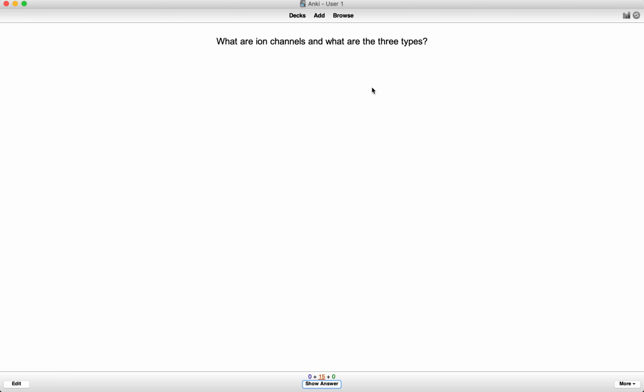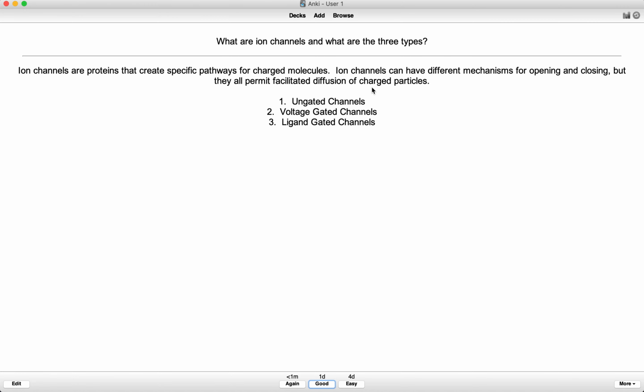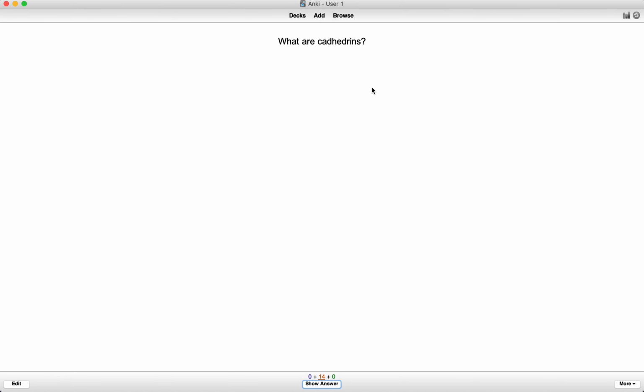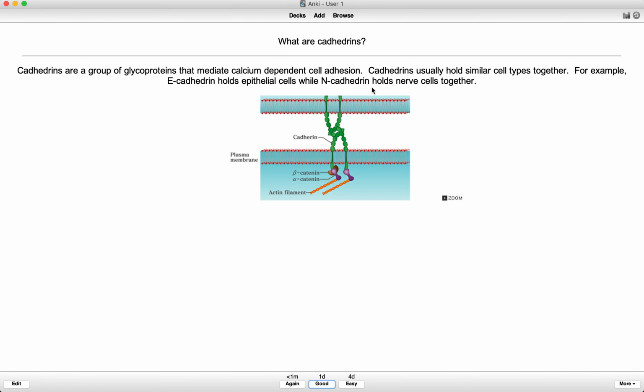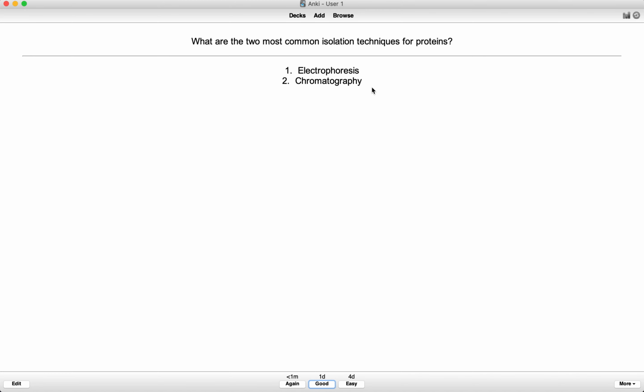Ion channels: there are ungated channels, voltage-gated channels, and ligand-activated channels. They allow for the facilitated diffusion of ions. Cadherins are glycoproteins involved in calcium-dependent cell adhesion. They typically bind other cells that are very similar, so E-cadherin binds epithelial cells. Isolation techniques of proteins: electrophoresis and chromatography.